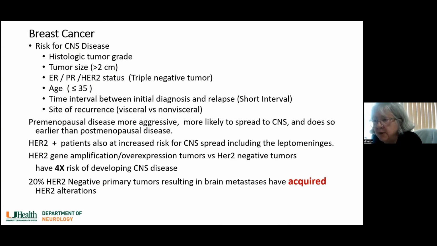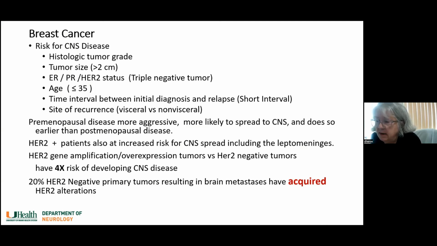As I mentioned, in premenopausal disease, the tumor does tend to be more aggressive, more likely to develop CNS involvement, and the major driver of this is the HER2 positive mutation. And HER2 positive patients do have earlier CNS involvement and are higher risk for leptomeningeal disease.